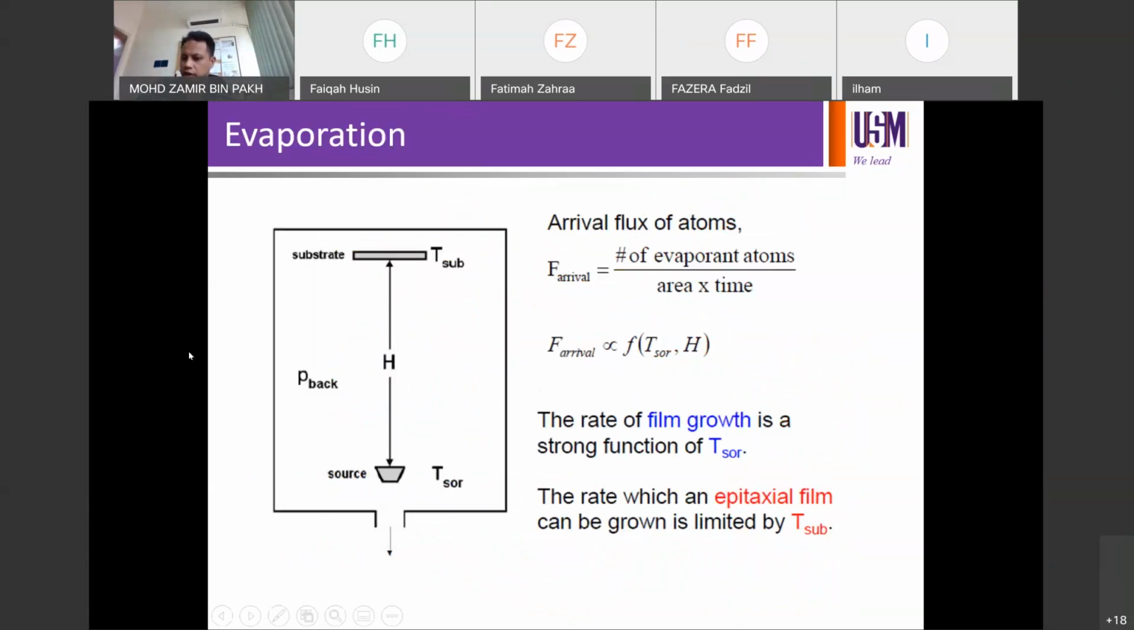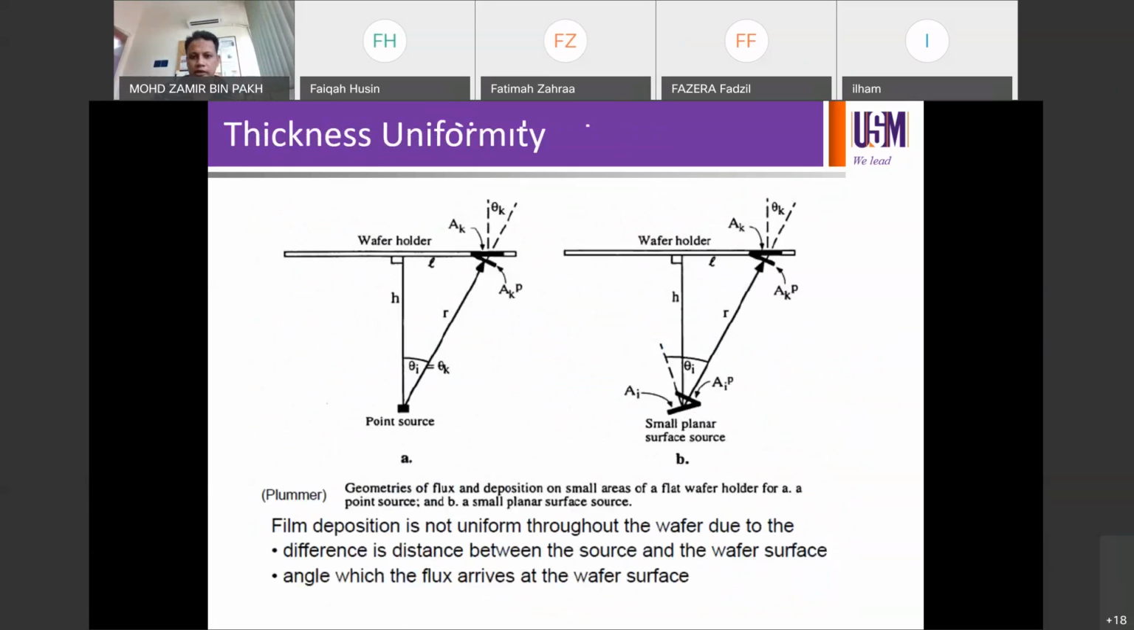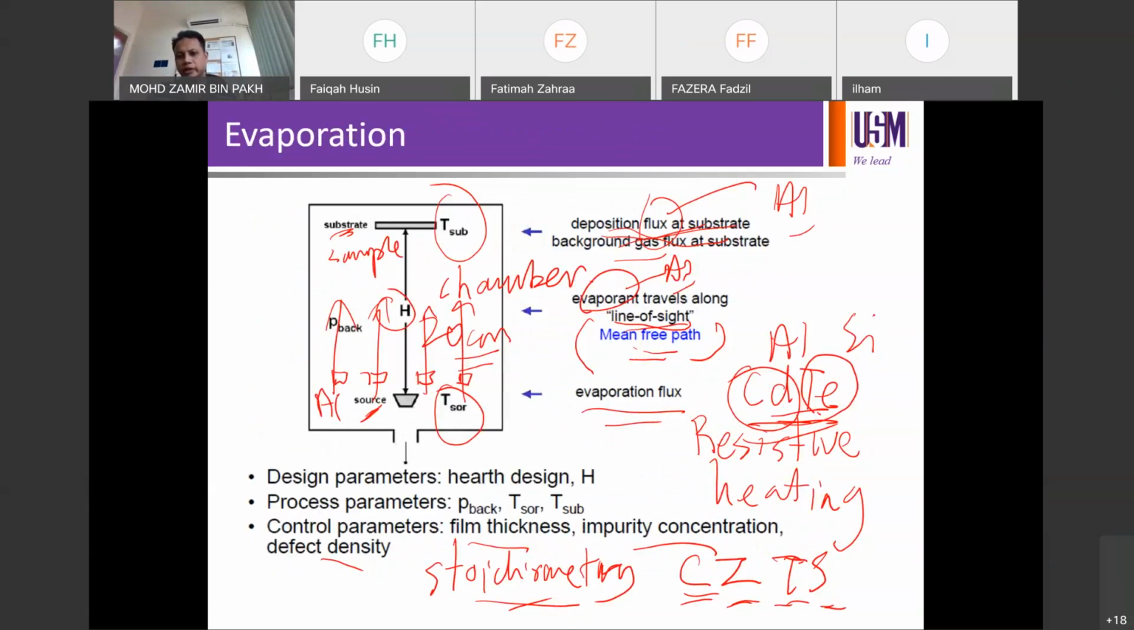So I think I'm just going to stop here. It's 12:57. We will continue tomorrow, right? Tomorrow we're going to move on to the next part. We're going to continue with evaporation, and then move on to other stuff related to PVD, and then sputtering itself. Okay, any questions so far?